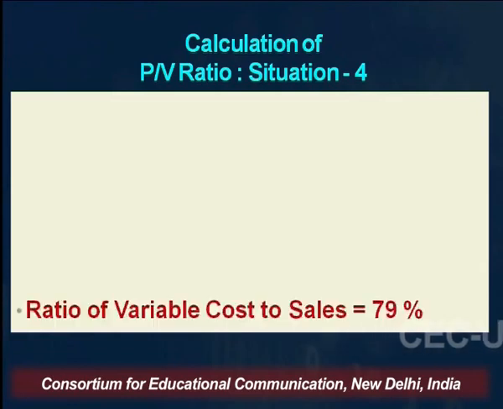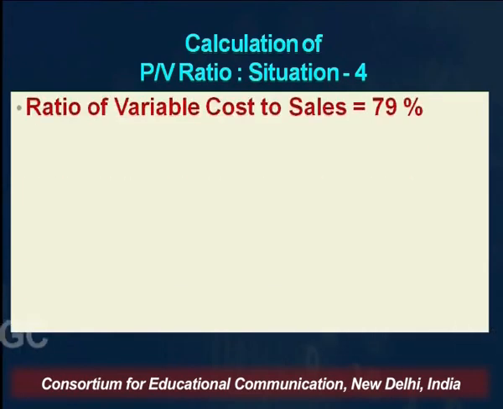Calculation of PV ratio in situation number 4. I am giving you this fourth situation. Why I am giving you all these situations? So that according to the problem which you are witnessing, which you are dealing with, you can calculate the PV ratio. Here it is, the question reports ratio of variable cost to sales is 79%.